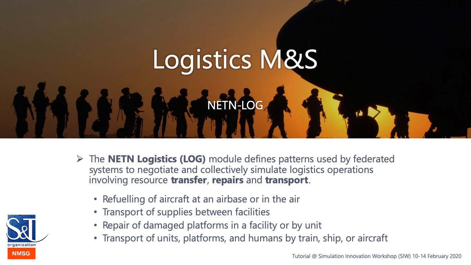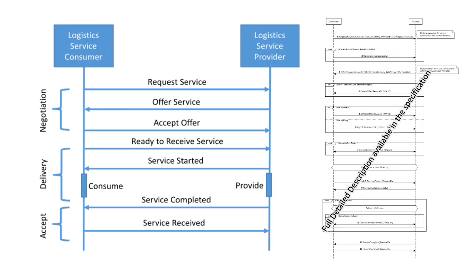Transport of supplies between facilities, moving things around on the battlefield, refueling depots, refueling and resupplying different bases and so forth. And also repair during the execution. So we have models that provide information on how long it takes to repair material and platforms. And of course, transport of units and platforms and humans by different means of transport. If you model this in different simulations, you will need to be able to have a good pattern to represent how this is done. Even in the version 1.0 of the NETN, we developed this.